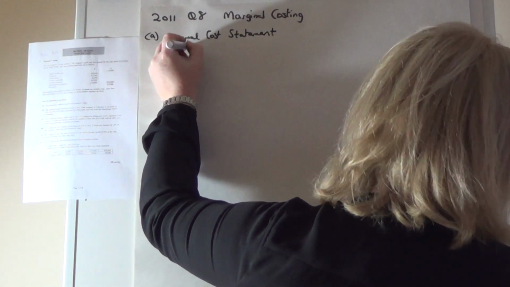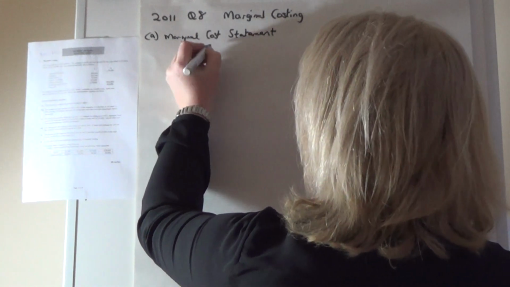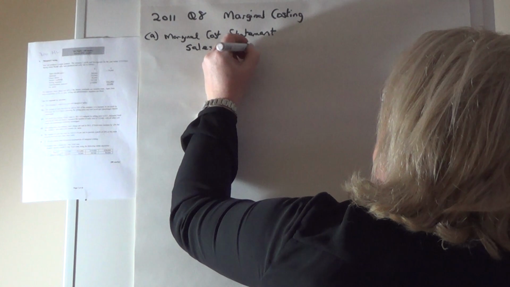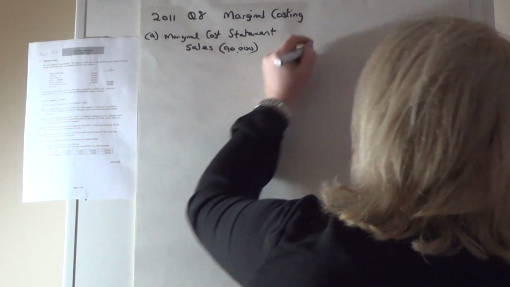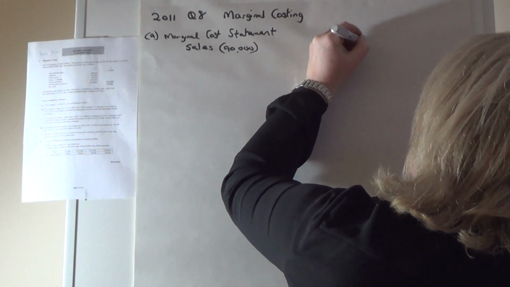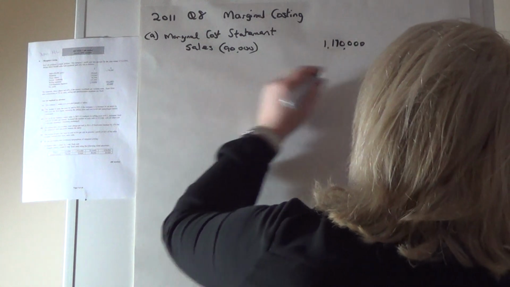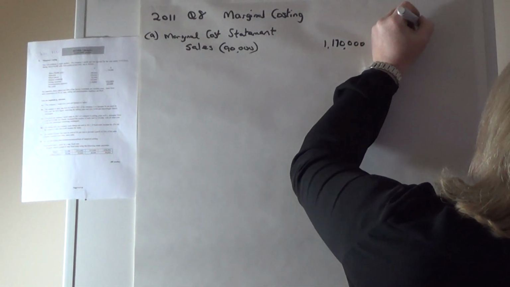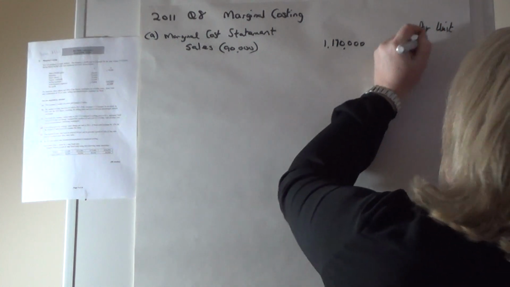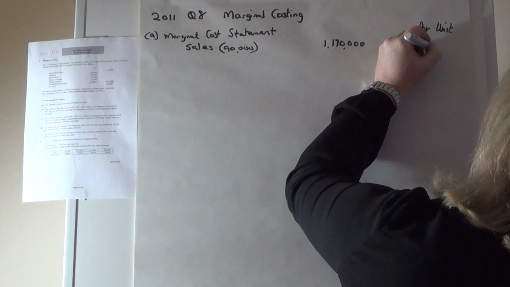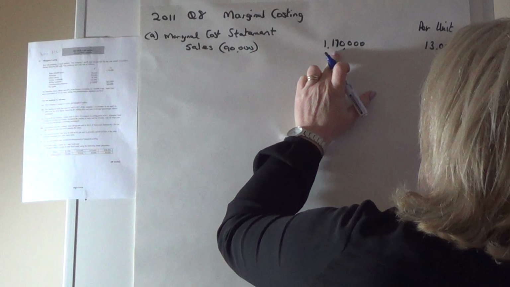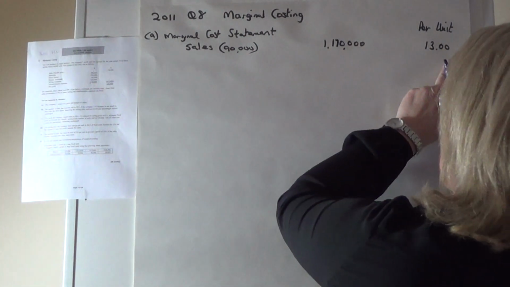The first thing we want there are the sales, and we know that there was 90,000 units. Now the figure is given for the sales at 1,170,000. So we have that, and I'm just leaving some space here because we'll do a per unit column as well. So per unit, the sale price was 13. So that's simply 1,170,000 divided by 90 gave me the 13.